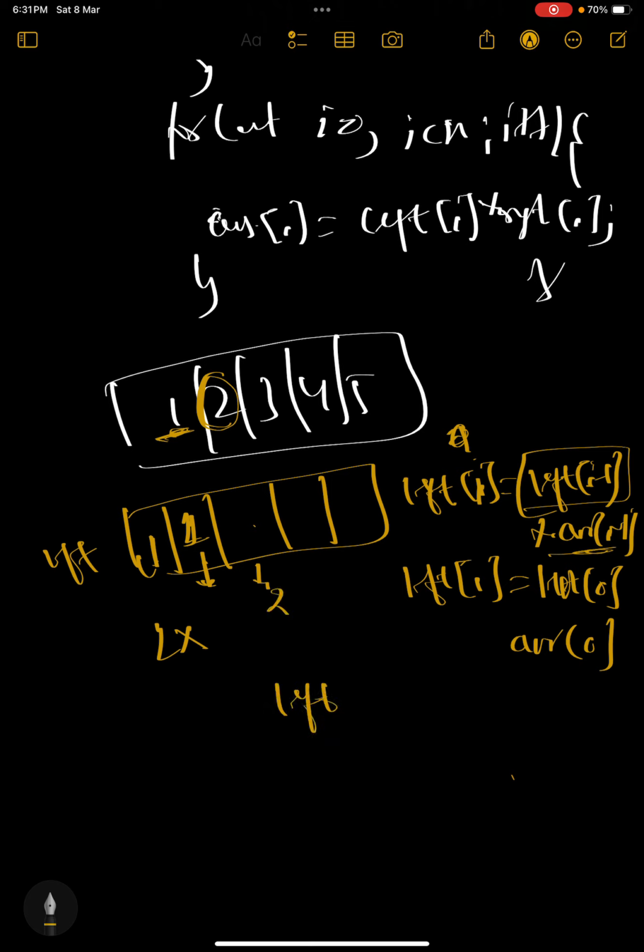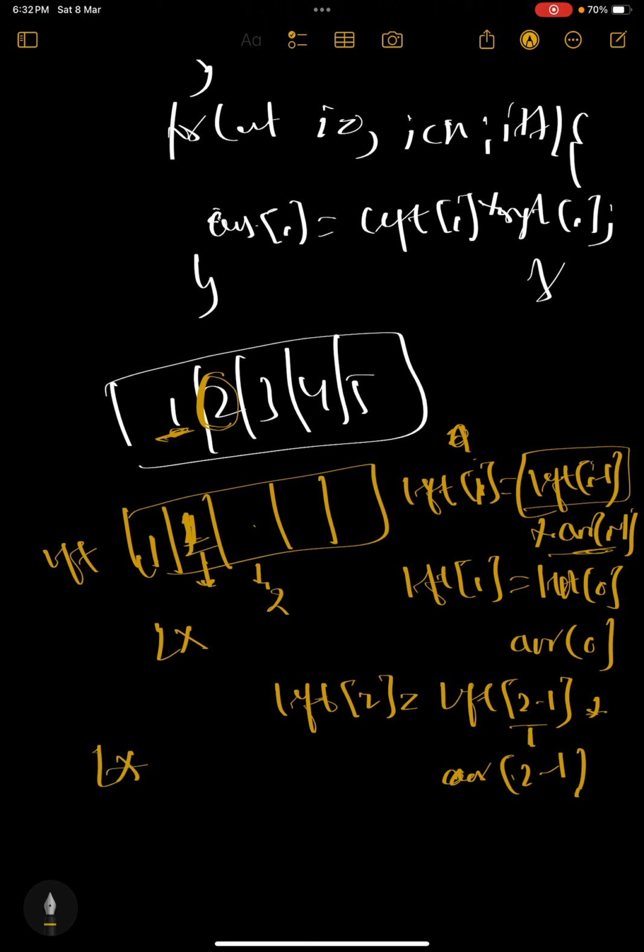So how will left of 2 look? Left of 2 minus 1 into array of 2 minus 1. Left of 1 is 1, so 1 into array of 1, which is 2. So 2 into 1 is 2. Simply put 2. As you can see, if I am at index 3, the product of all left is 2 into 1, 2. That's why it's coming to 2 at index 2.